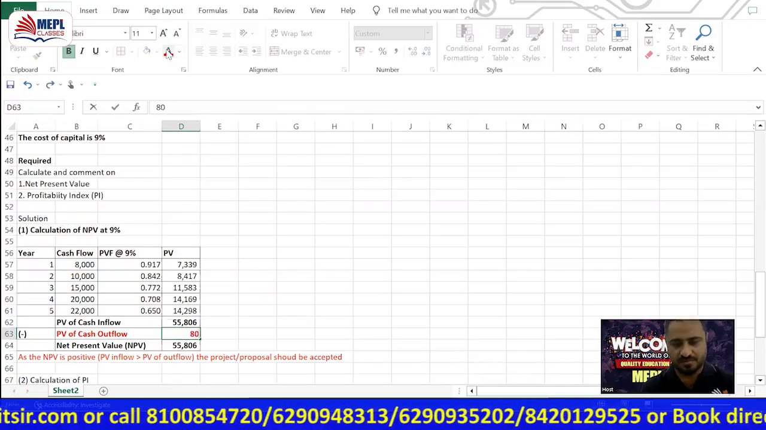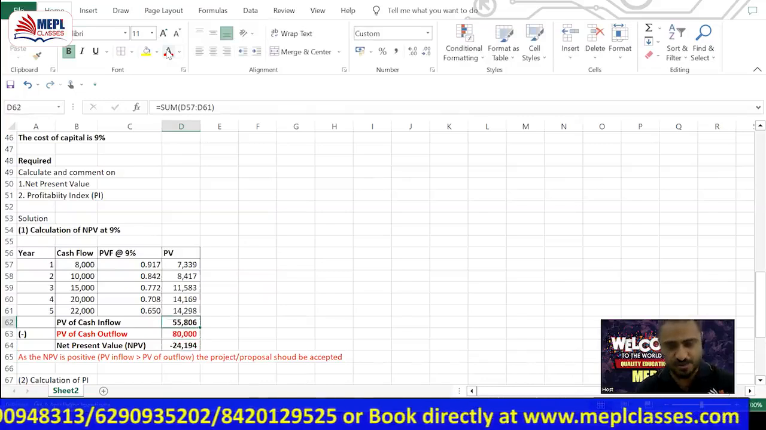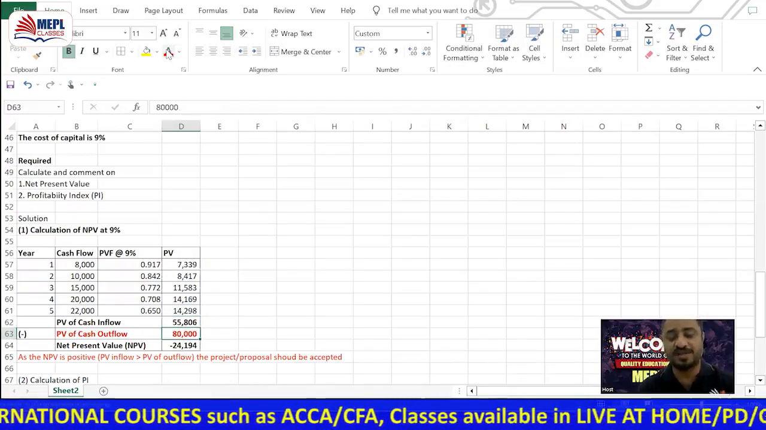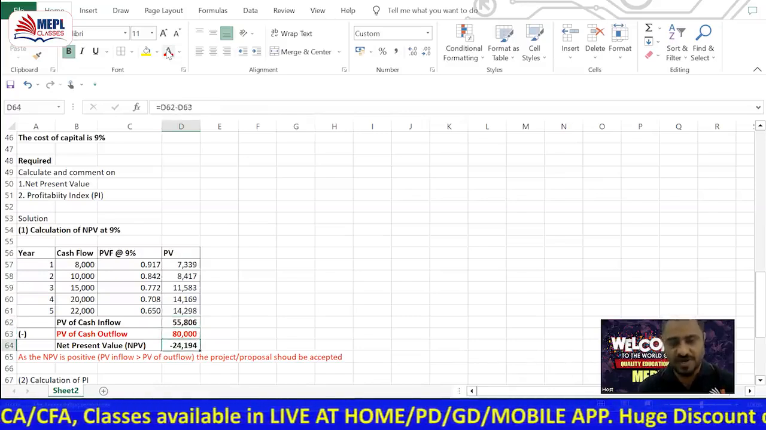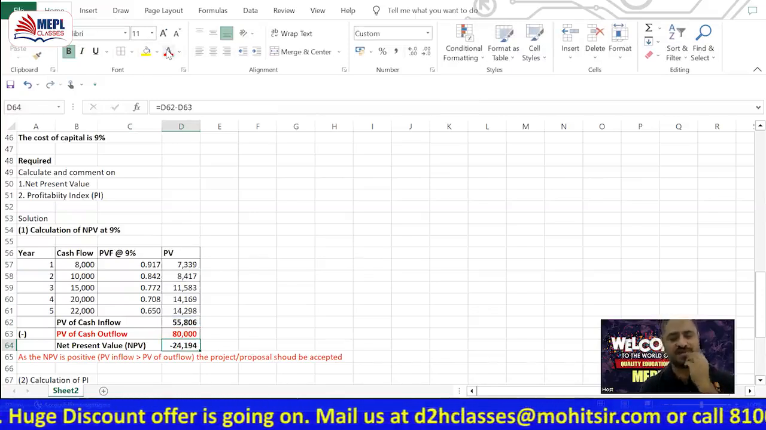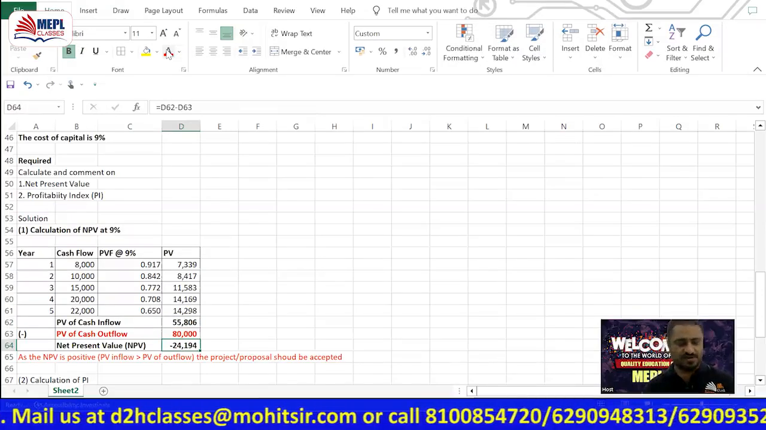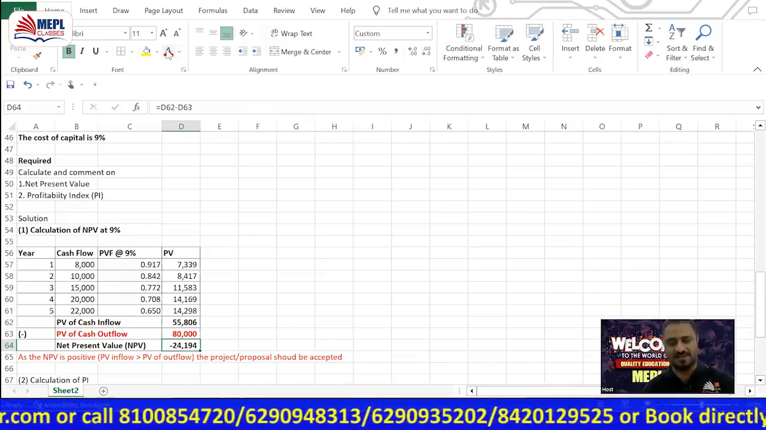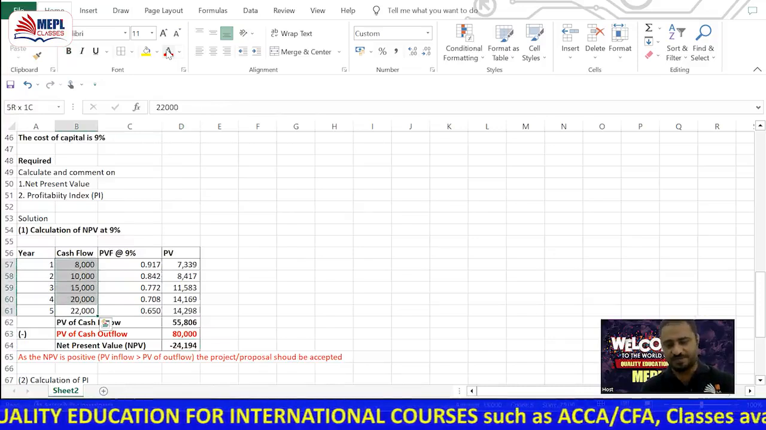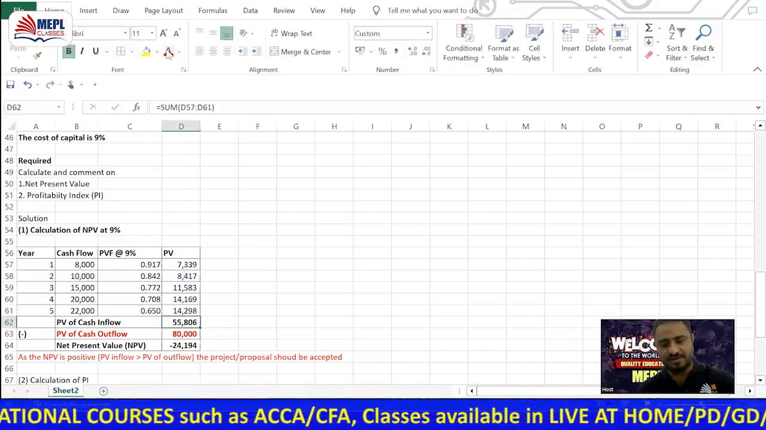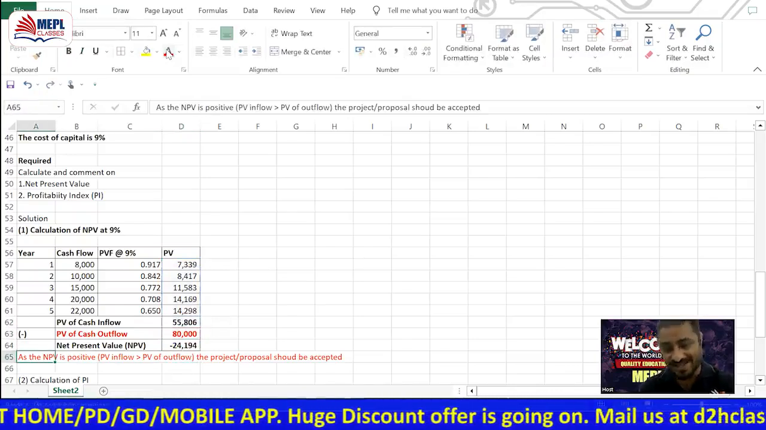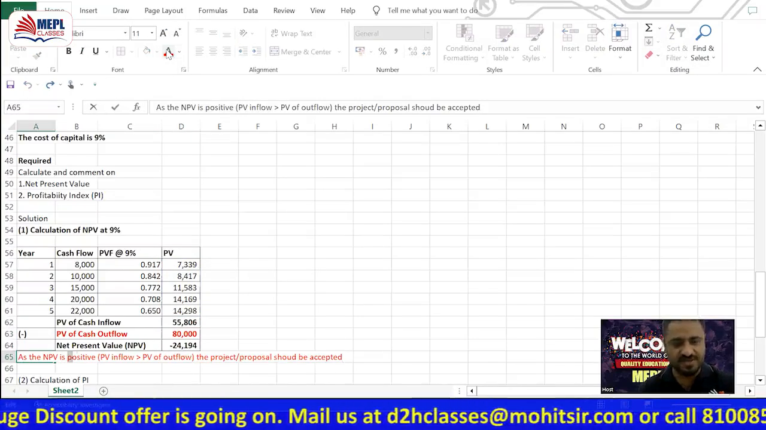It means from this project, we are expecting to receive a cash inflow of $55,806, while our cash outflow is expected to be $80,000. So our net present value is going to be negative and not positive. If you look at this carefully, you will understand why NPV is negative, because the money which is coming in is lesser than the money going out in terms of present value. In absolute terms it may be different, but in present value terms the present value of cash inflow is less than the present value of cash outflow, which makes the NPV negative. So our comment or assertion will change a bit. We will say as the NPV is negative.